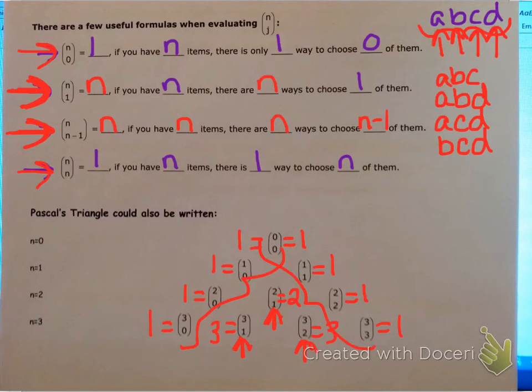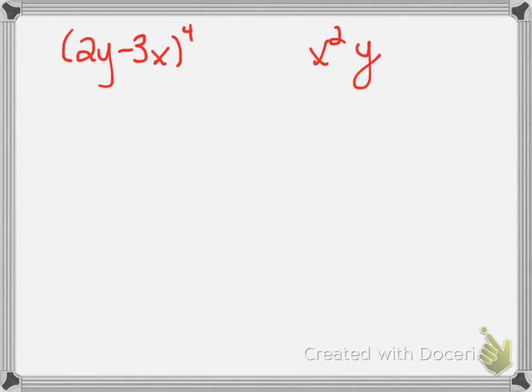Okay, the type of problem you're going to use this for is if I gave you the very same expansion problem that we did last week. If I took that 2y minus 3x to the fourth, and I asked you just for the x squared term. And that's all I asked you for in that expansion. You need to keep in mind how to set this up. So think about how this set up last time.